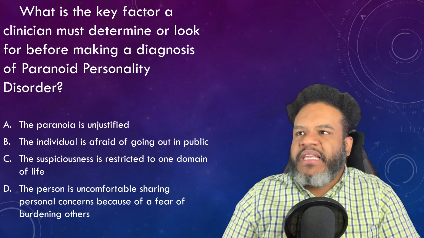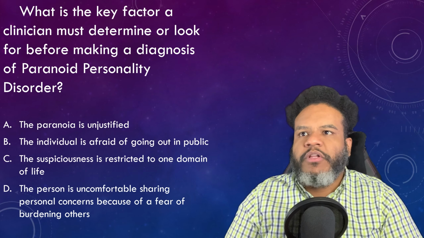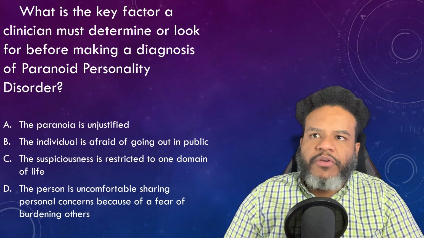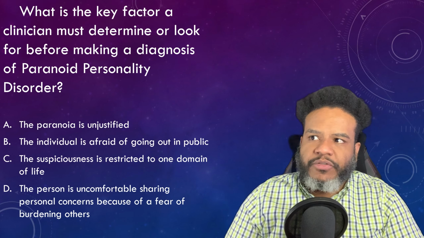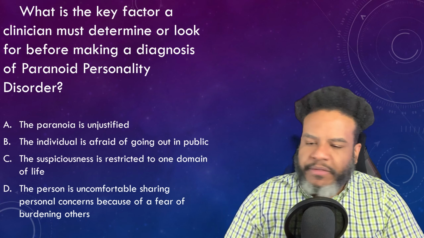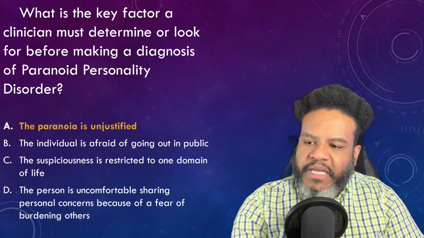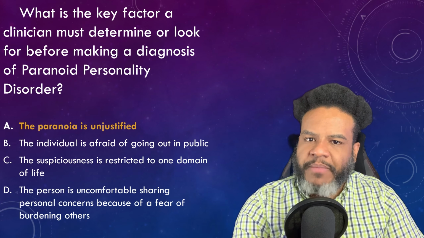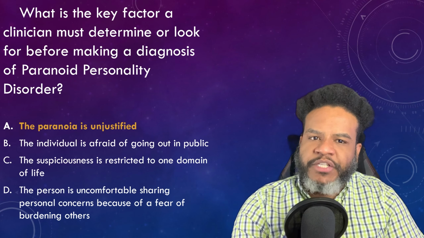Okay, so what is the key factor a clinician must determine or look for before making a diagnosis of paranoid personality disorder? A, B, C, or D? Take a look at these options here. All right, take a look at them. Which one is it? There you go. It's A. The paranoia is unjustified. Remember, the paranoia should be unjustified.